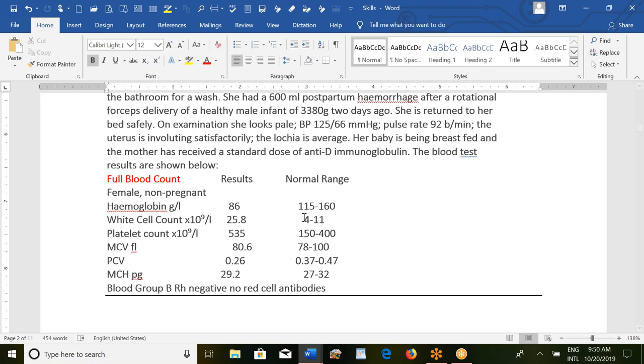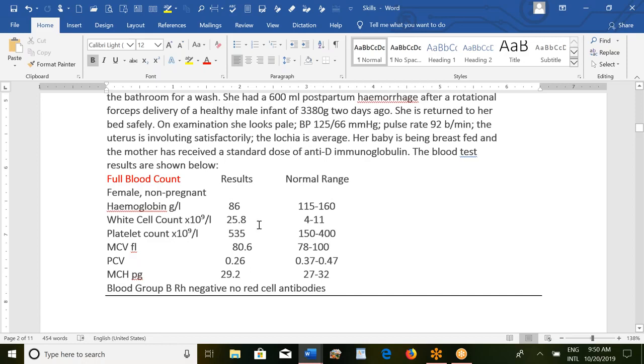But if they ask you about the abnormality, there are two things abnormal. Very high WBC count and, second, thrombocytosis. She should be reviewed by the hematologist because they didn't give us any history. So we need further evaluation for this patient. But if they ask you to spot the abnormalities, these are very high WBCs and very high platelets.